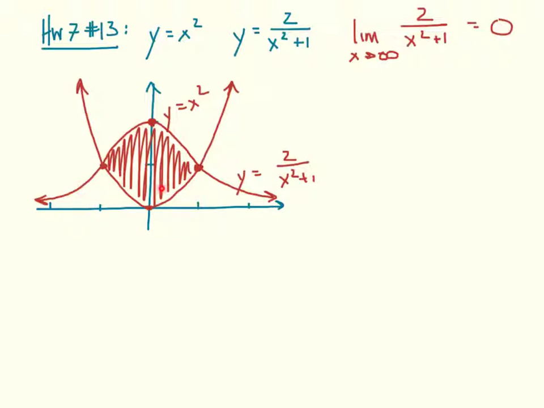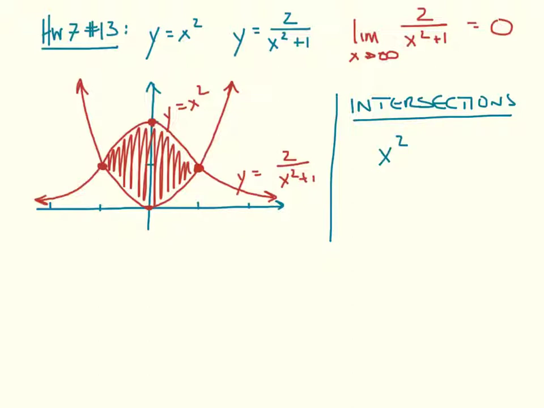Now, like the previous problem that we talked about, the intersections are pretty obvious here. Just by plotting a couple points we could find them, but it's important to have a more systematic way of figuring out what those intersections are. And that systematic way of doing it is set the two equations equal to each other. So set y equals x squared equal to y equals 2 over x squared plus 1 and solve.